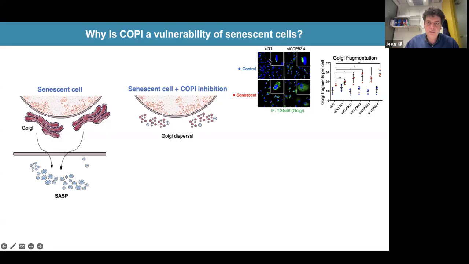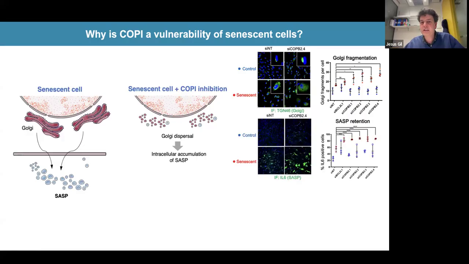If we just look here, senescent cells have a more active Golgi that is polarized and much bigger than in the normal cells. And when we knock down COPB2, we can see that in the normal cells we still have the Golgi present there, but in the senescent cells, it becomes dispersed and diffuse. And this Golgi dispersal means that there's no Golgi to process the proteins adequately. There will be an intracellular accumulation of proteins, such as proteins of the SASP.